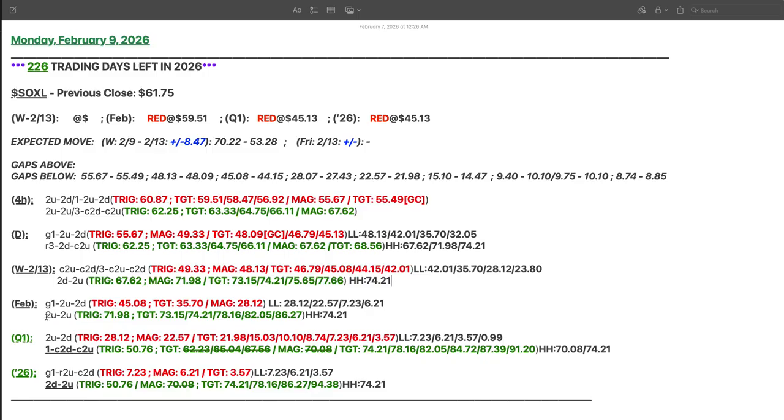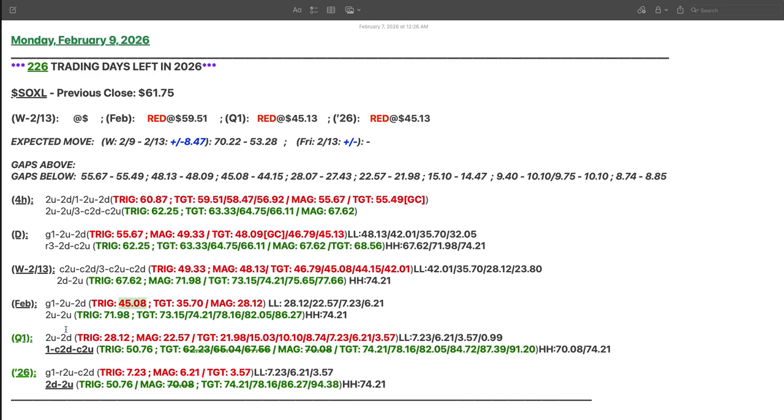We talked about on the month chart, we're still an inside month. We'd have to get all the way down to 45.08 to trigger the 2 down on the month, which would trigger a 1, 2 up, 2 down. Magnitude of that move being all the way down at 28.12. But again, we've got to get down to that 45.08 first.